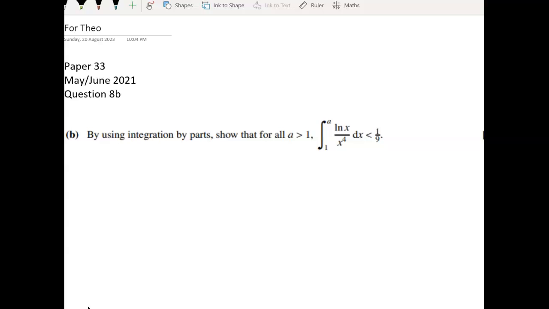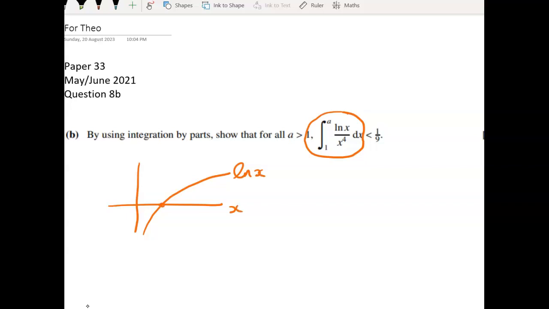So we have to use integration by parts to show that when a is greater than 1, this integral is lower than 1/9. So just take a look at it first. We've got x to the power of 4 lurking in the denominator, and we've got the natural log of x. And our limits are 1 and a. So it's worth just graphing quickly the natural log of x function to start with. Remember that log of 1 is equal to 0. Okay, and you'll see why it helps to just have that in your head later on when we get into the question.